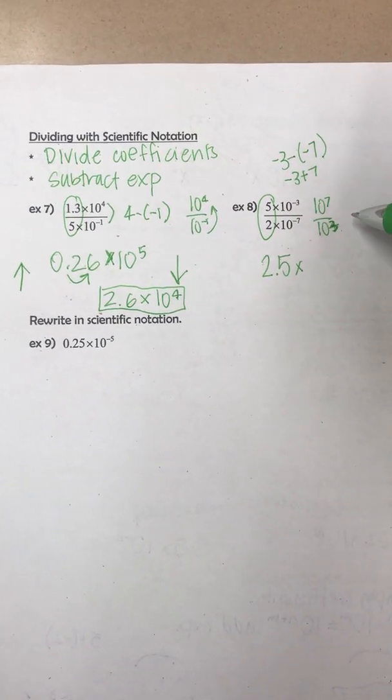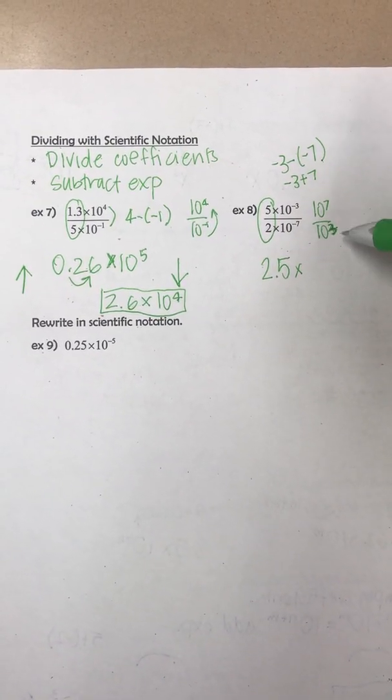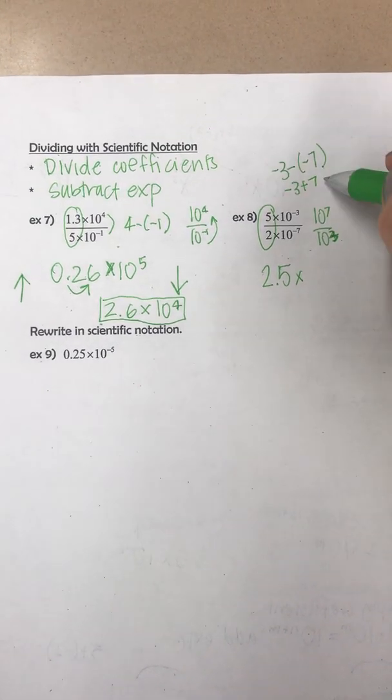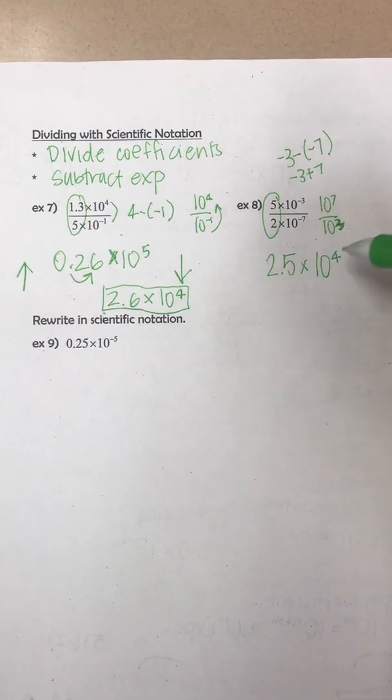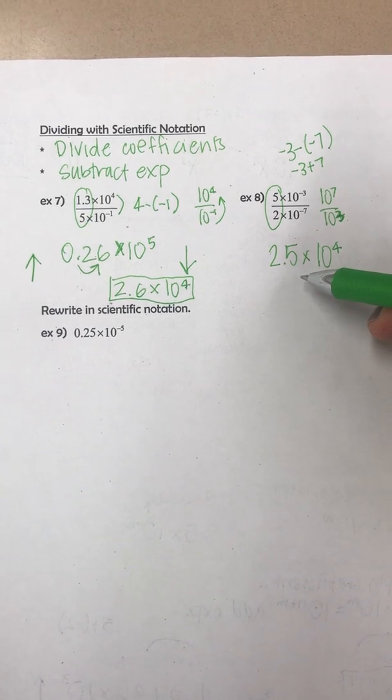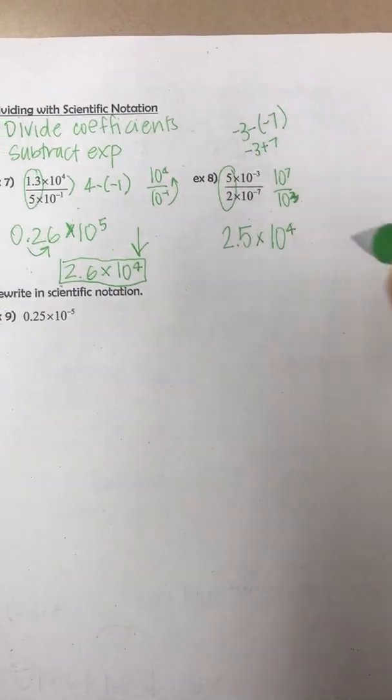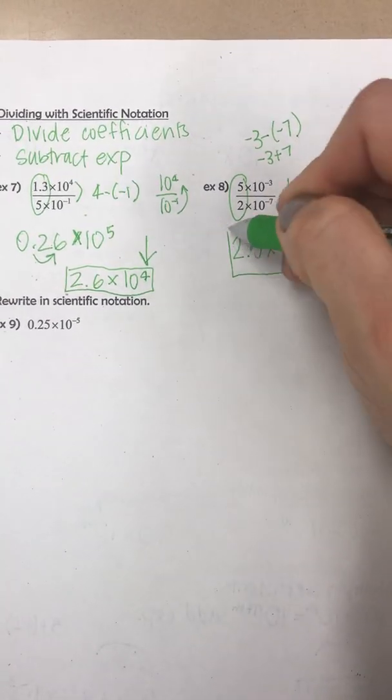So flip that over. Where are there more? There's more on top, and it'd be a 4. Same thing we get here. Now this one's okay because 2.5 is in between 1 and 10, so that's perfectly fine the way it is.